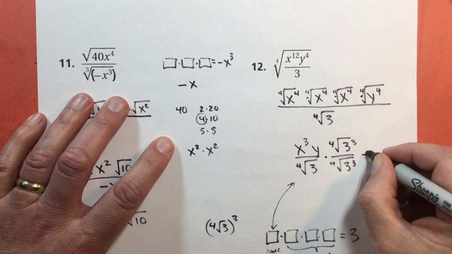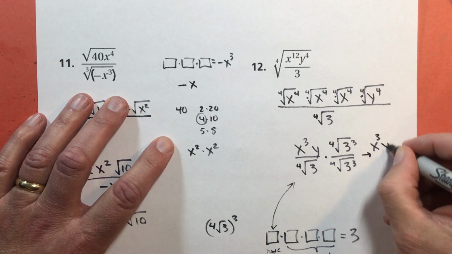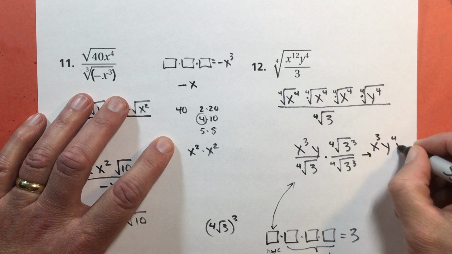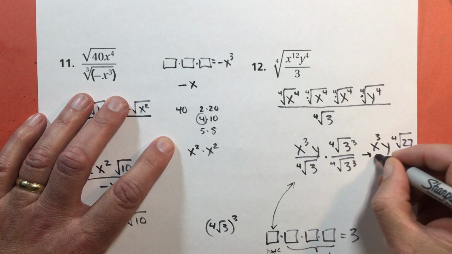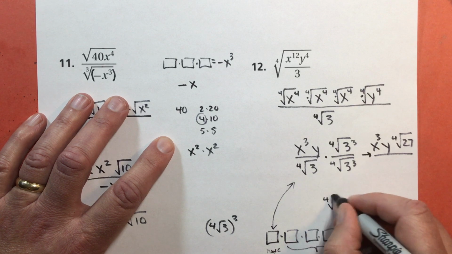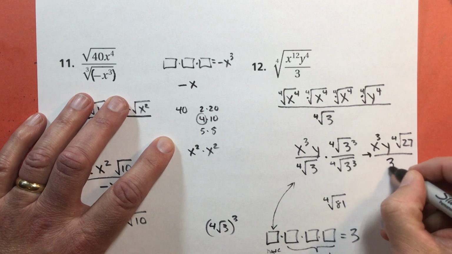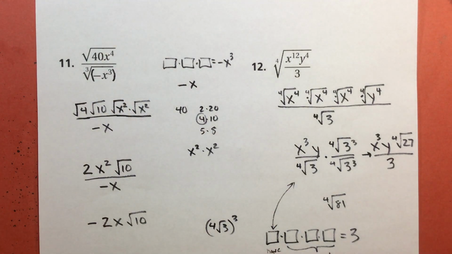If I simplify it, I get x to the 3rd power times y times the 4th root of 27. And then here, I've got the 4th root of 81, which is just 3. And then I have a rational number in the denominator.